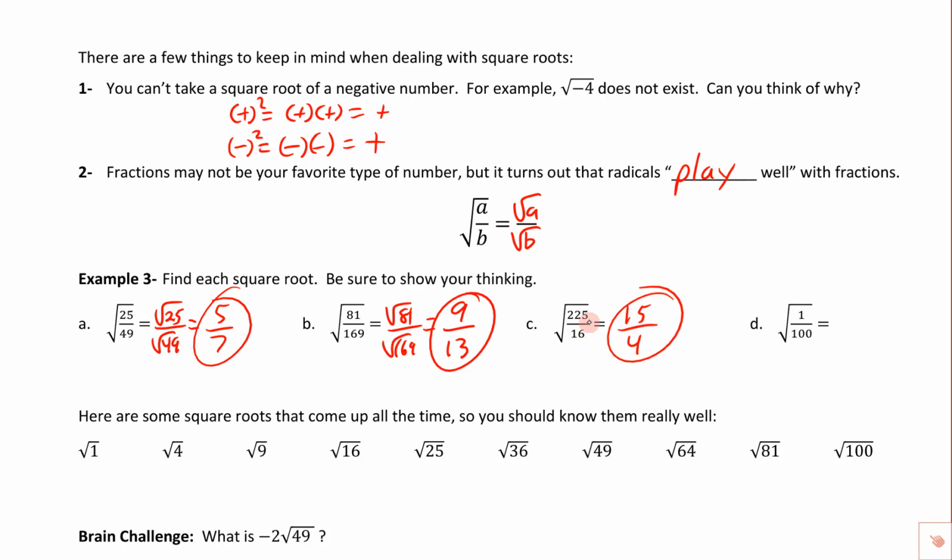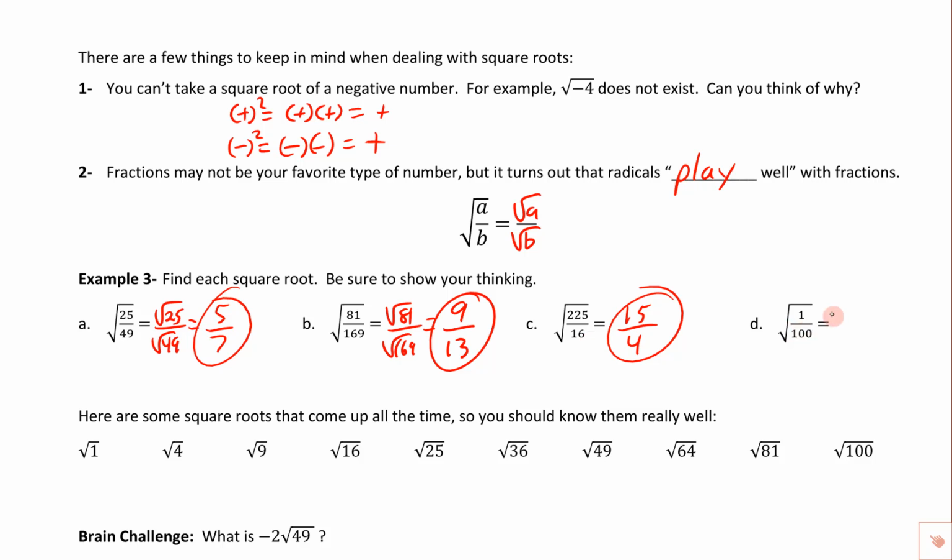And again, notice this relationship right here. Notice that if we square 5, we get 25. If we square 7, we get 49. If we square 9, we get 81. If we square 13, we get 169. If you square 15, you get 225. If you square 4, you get 16. So there's really this inverse relationship going on.